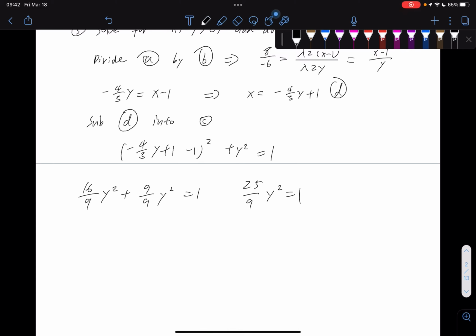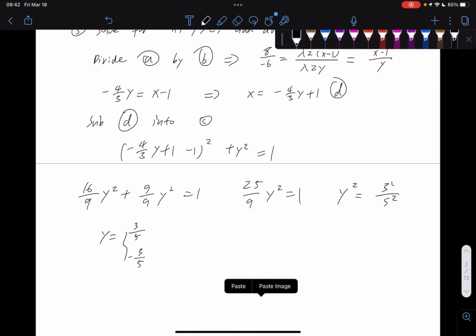Right? So I'm going to move this over, and then y squared equals 9 over 25. Sorry, I'm dividing everything by 25/9. So that's 3 squared over 5 squared. So y equals 3 over 5 and then minus 3 over 5.